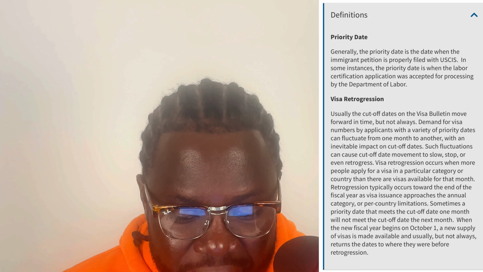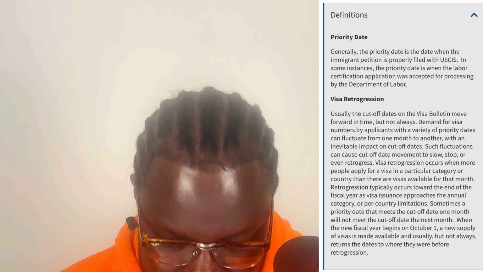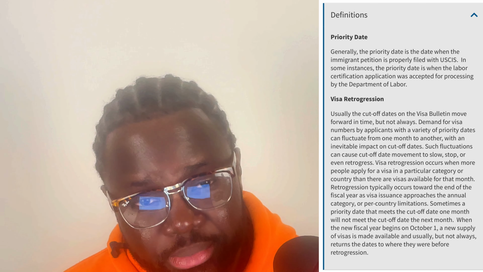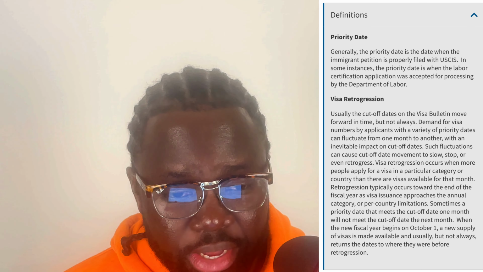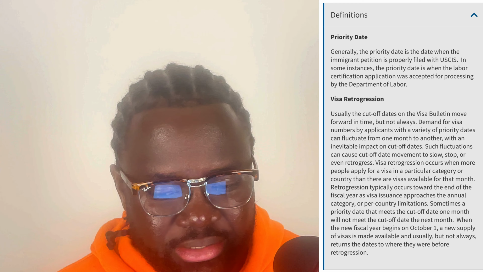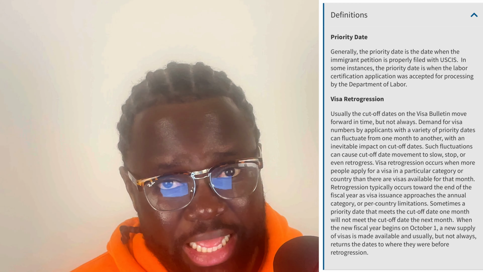Again, all the definitions are USCIS based definitions. This is not Cambridge or Macmillan type of definition. This is purely USCIS, and it's public information on the USCIS website. So it says the priority date is when the immigrant petition is properly filed with USCIS. Right. So for EB3, for employment-based visas, I'll just use nurses.